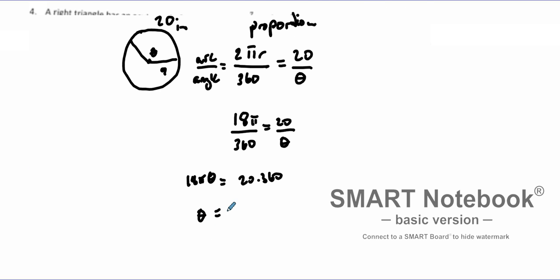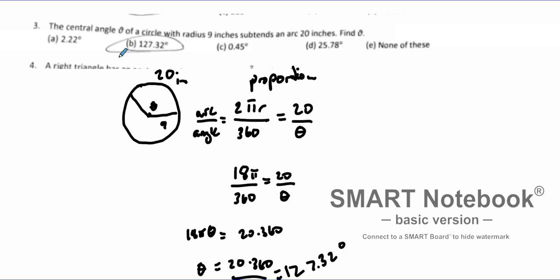So our angle is going to equal 20 times 360 over 18 times pi. You're going to need your calculator. Let's put that in our calculator and see what we get. 20 times 360, divided by 18, divided by pi, and that gives us 127.32, and that's going to be in degrees. Bada bing, bada boom, that's our answer.